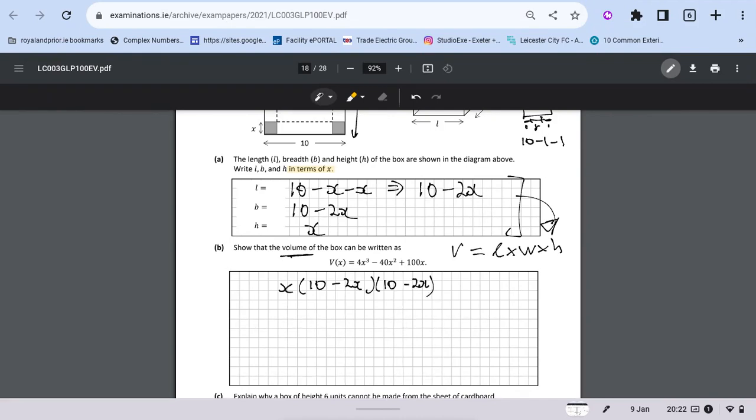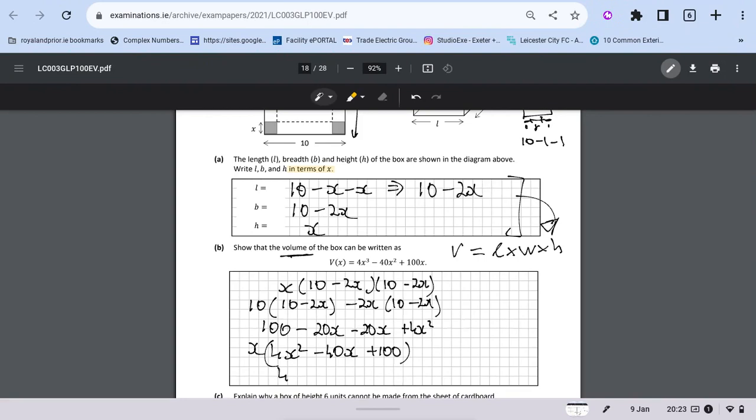Expand your brackets. Say I'm going to do my 10 minus 2x by 10 minus 2x first. Tidy that up. And now multiply by x. And we get the same answer as what it says. So that's my volume.